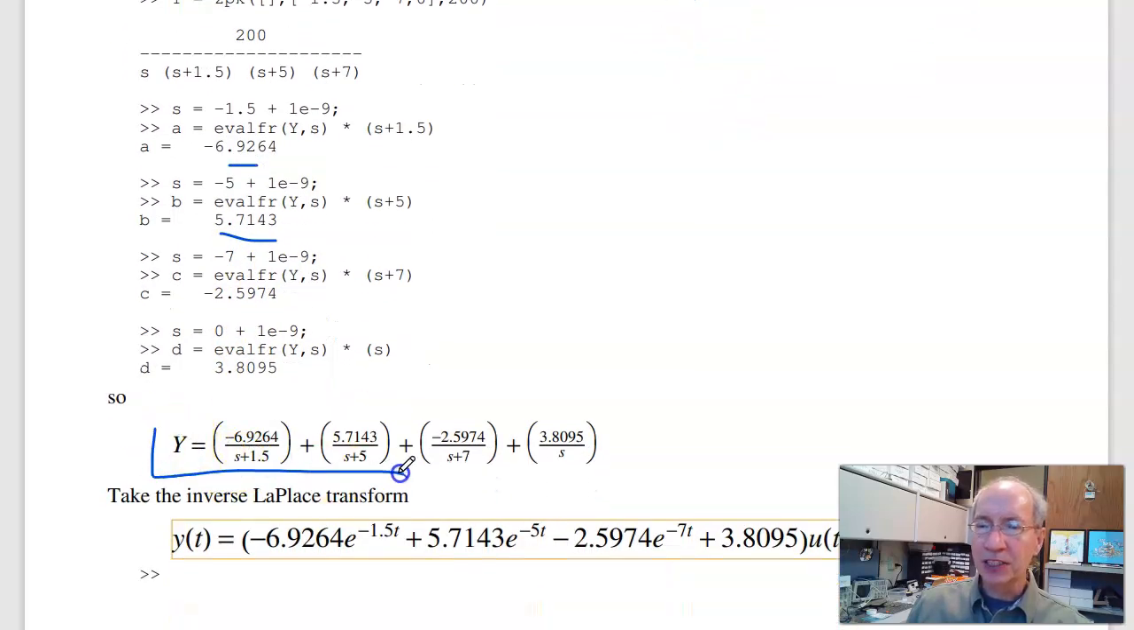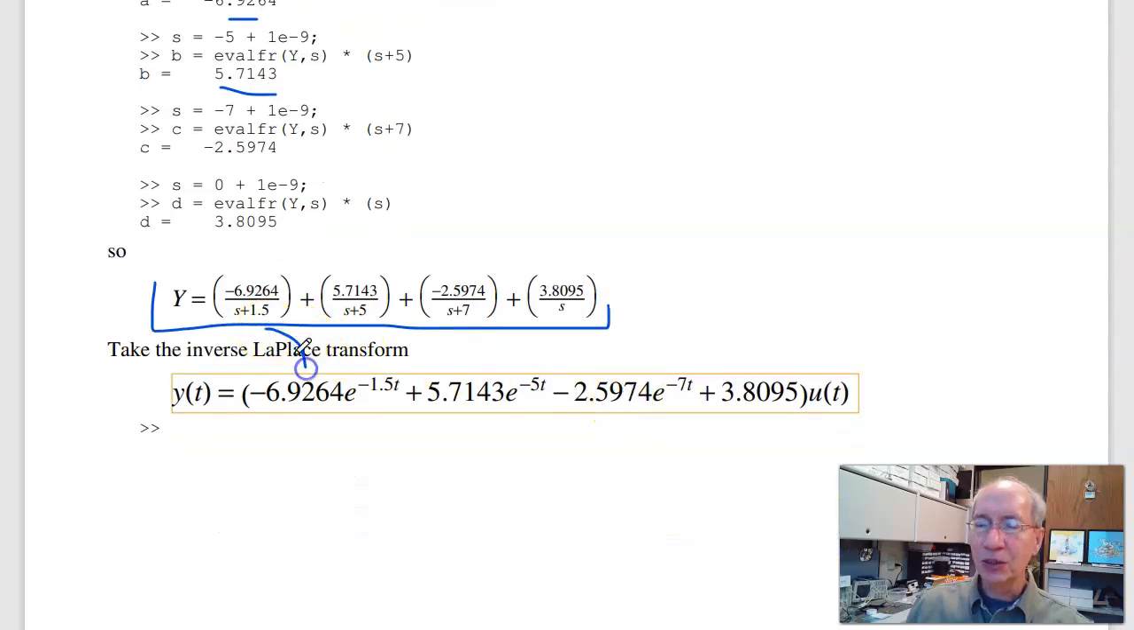So here's the partial fraction expansion. What that means is this term is minus 6.9 e to the minus 1.5t plus 5.7 e to the minus 5t minus 2.5 e to the minus 7t plus 3.8 for time positive.